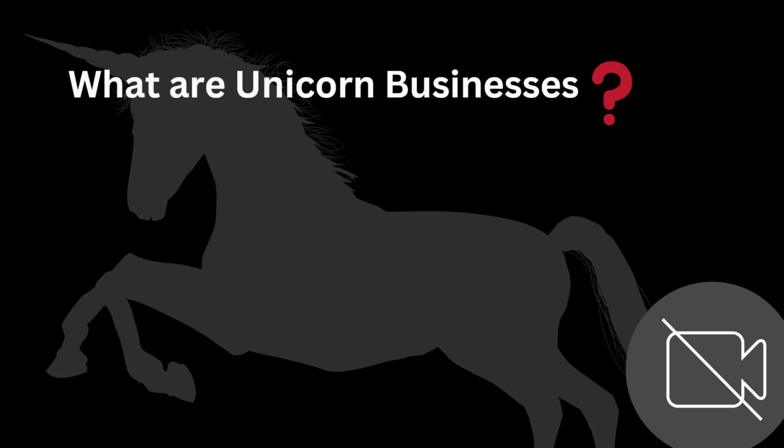Second term, technology based, which means most unicorn companies are technology based, meaning that they leverage technological innovation to solve problems or offer new solutions in various industries. These companies often use artificial intelligence, machine learning, big data and other cutting edge technology to create new products or services that are not easily replicable by competitors.